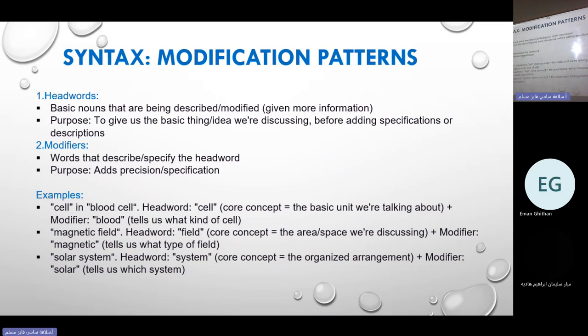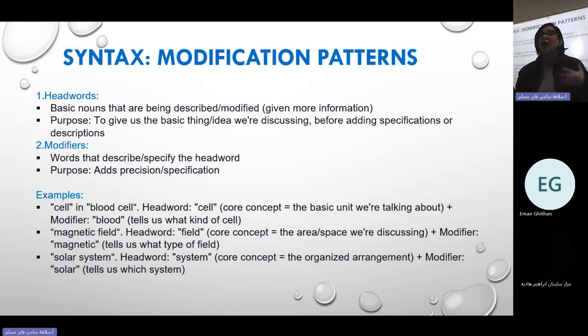Last one. Solar system, head word system, core concept, organized arrangement. Modifier, solar, tells us which system. So system is the head word for solar system. Okay? We do understand now what is a modifier.